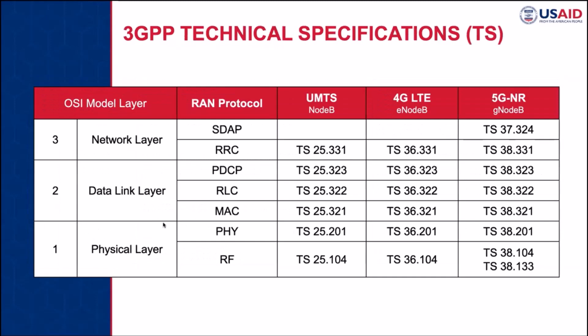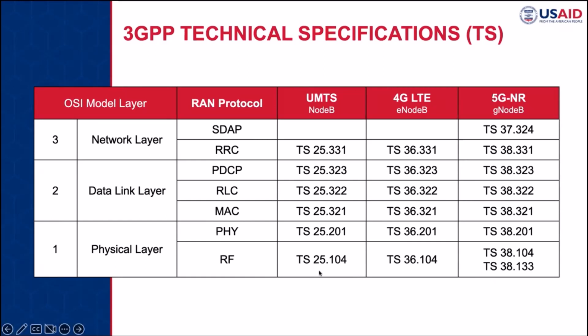Actually, all of these different protocols in the radio access networks are specified in 3GPP. If you search in 3GPP, there are technical specifications there, with TS and then the number itself. Each of them will have a separate document specifying each part of the RAN protocol. Also, depending on the generation, for UMTS the node name is Node B, for 4G LTE it's E node B, and for 5G new radio, it's G node B. So they have different specifications.